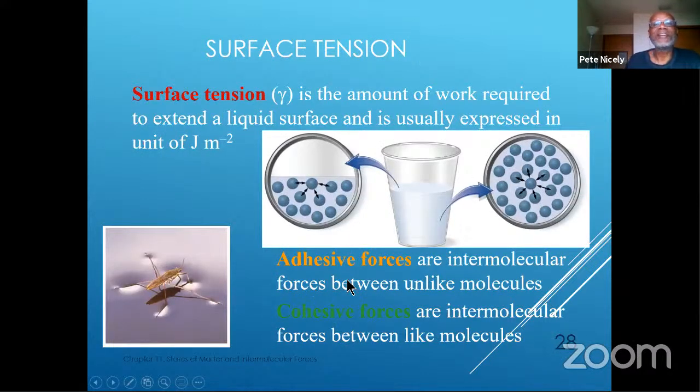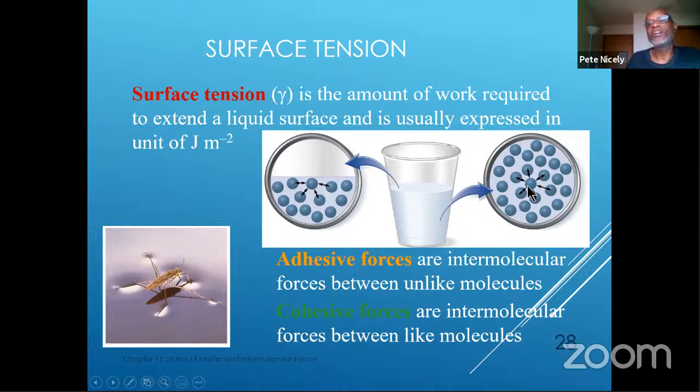All right, so some other effects of hydrogen bonding. One of them is called surface tension, which is by definition, the amount of work that is required to extend or spread a liquid surface and is usually expressed in joules per meter squared, all right? So that is what the surface tension is. And what you'll find in the case of hydrogen bonding is that the surface tension tends to be greater, all right? So that is demonstrated in these two diagrams right here.